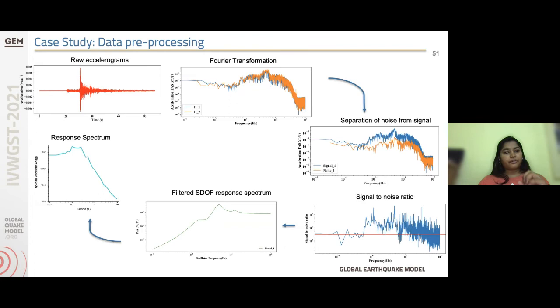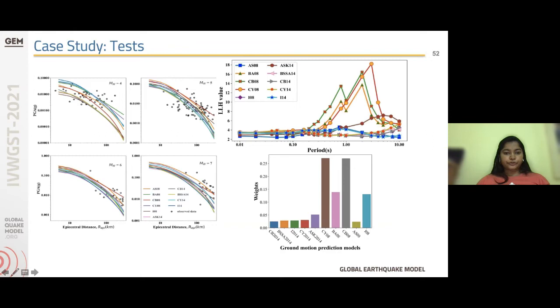Coming to the test results, the first one, which we saw earlier, was the qualitative test. Here, the black circles or scatter plot that you're seeing are the observations that we had, and we try to see how different GMPEs are capturing them. The GMPEs that we tested were mostly NGA GMPEs, because a lot of NGA GMPEs are being used in seismic hazard studies, so we wanted to help in making a rational decision for all the hazard modelers.